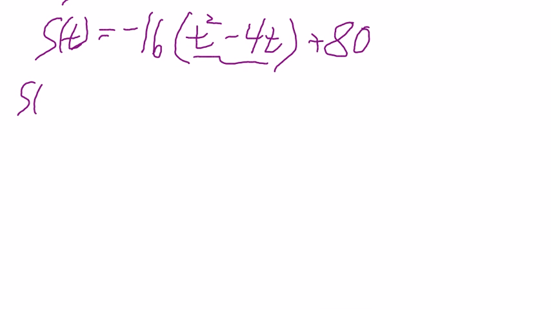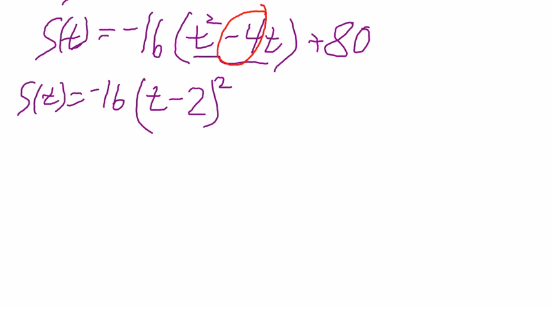So I'm going to just write everything else down as I have it. s of t equals negative 16. That's still there. And to complete this square, again, all you have to do is take half of that t term. So I'm going to end up with t, half of negative 4 is negative 2 squared plus 80. This is where you've got to remember, to complete the square, I'm going to end up with this negative 2 times itself, negative 2, which is going to be positive 4. So that's inside the parentheses. I had to add 4 to complete the square.